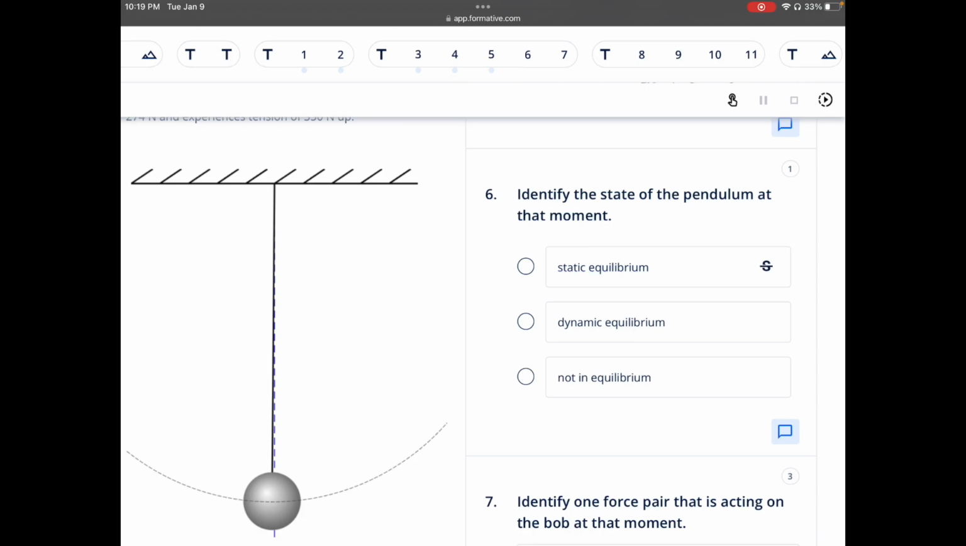So obviously the pendulum is not static. It's swinging back and forth, and it's not dynamic equilibrium because while it is moving, it's changing direction and it speeds up and slows down throughout the course of its motion. It is not in equilibrium because the forces are unbalanced. This is accelerating because it speeds up and slows down as it moves.